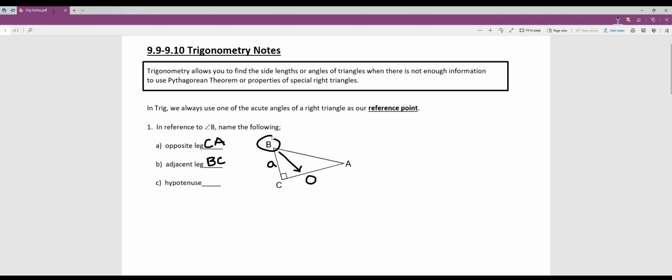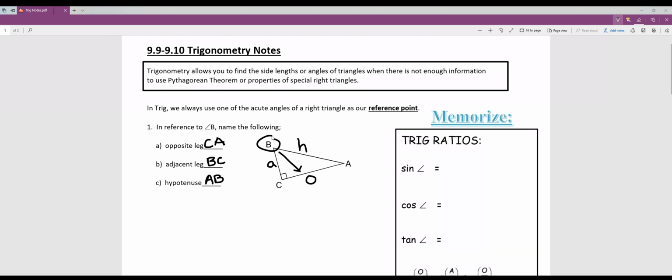Now the hypotenuse is always the side opposite of the right angle. So here angle C is my right angle, and the side across from that is side AB. This is my hypotenuse, side AB. So those are my 3 sides, opposite, adjacent, and hypotenuse, with reference to angle B. They would be different if I was talking about reference to angle A, but we will get into that a little bit later. Okay, so let's talk about trig ratios.